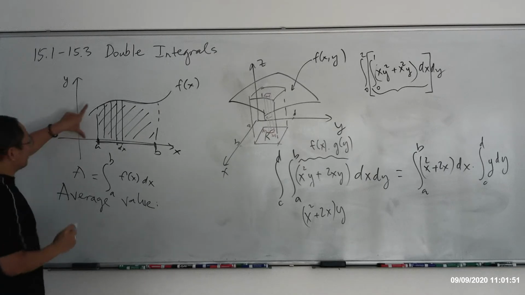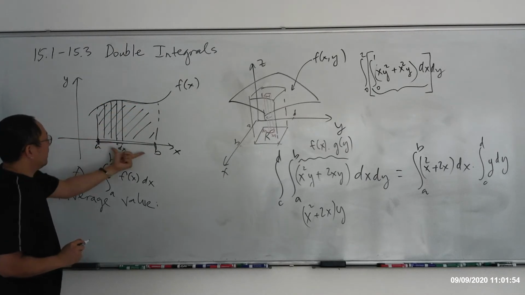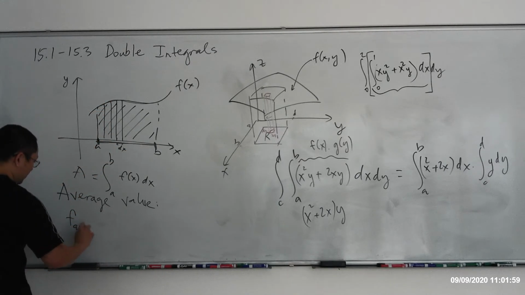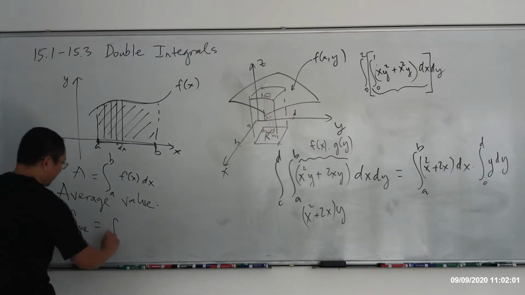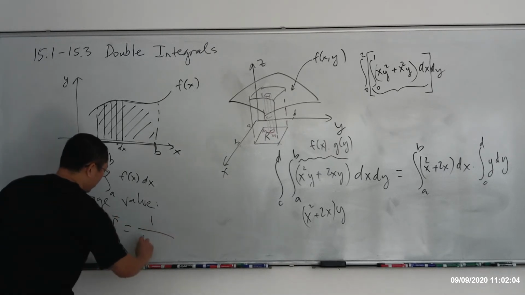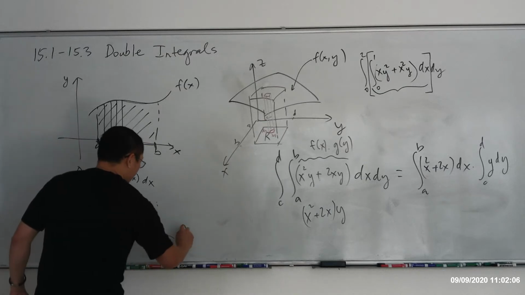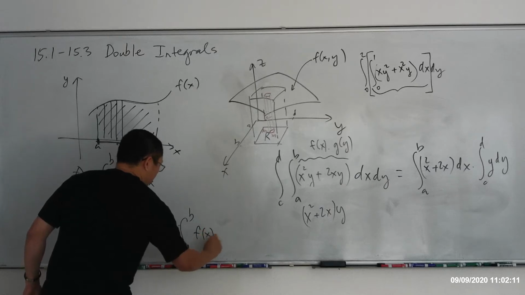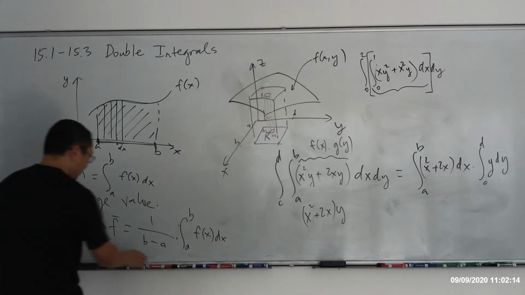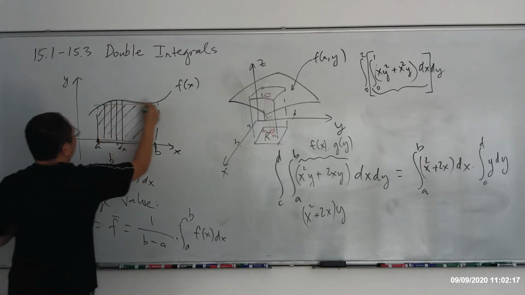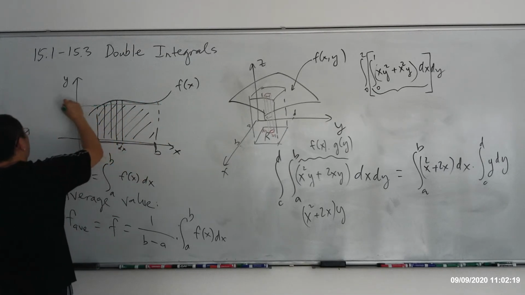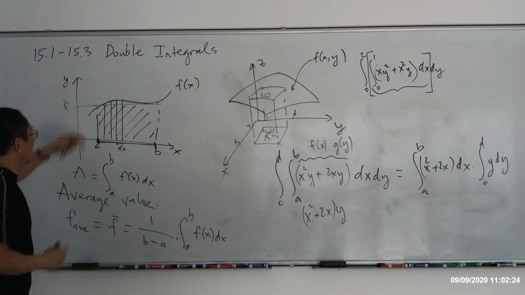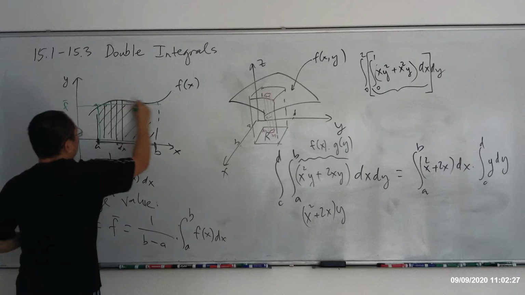Then you're going to have the average height, because this is the area, and you divide by one side, you have the other side. So the function average, AVE stands for average, and some people just write f with a bar on top, is 1 over b minus a times the integral from a to b of f(x) dx. Graphically, I'll show you the line right here, right in the middle. This is f average. So the area of that region is the same as the area of the rectangle right here.